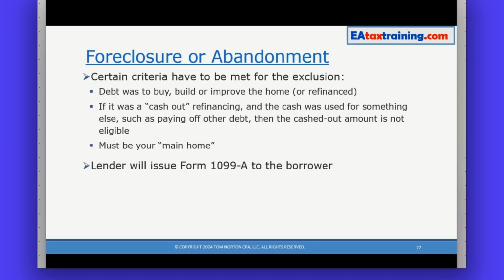First, the debt was used to buy, build, or improve the home, or it was a debt that was refinanced. It refinanced a debt that was used to buy, build, or improve the home. If it was a cash out refinancing, and that cash was used for something else, such as paying off other debt, then the cashed out amount is not eligible. Then the other criteria is it has to be your main home. So this is not for your vacation home. This is for your main home only. When you do this, the lender will issue a Form 1099-A to the borrower that will be used to report it on your tax return.